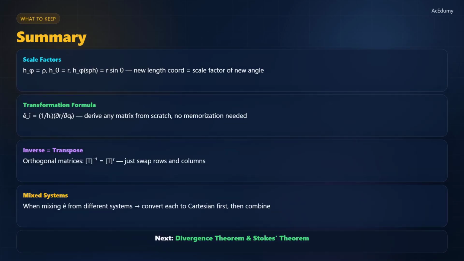Scale factors tell us the actual distance per unit coordinate change. Remember, the new length coordinate in each system gives the scale factor for the corresponding new angle. The transformation formula e hat i equals 1 over hi partial r over partial qi lets you derive any transformation matrix from scratch. The inverse transformation is simply the transpose. To convert between cylindrical and spherical, go through Cartesian. With these tools, you can freely move between all three coordinate systems, which is essential for electromagnetic theory.